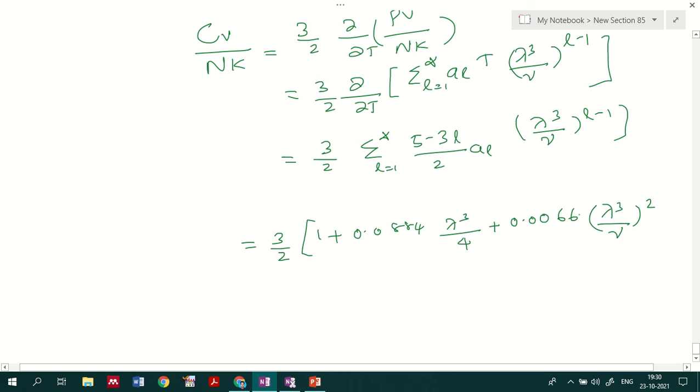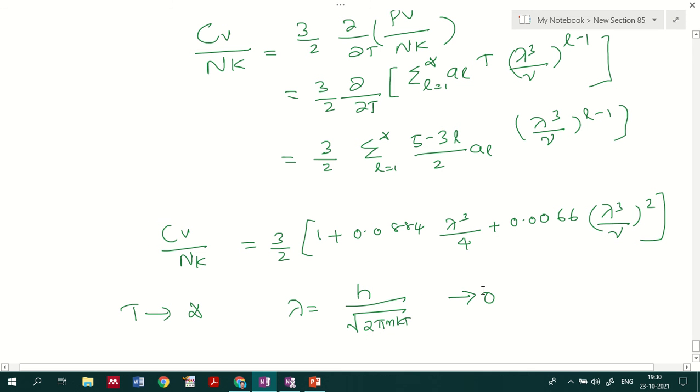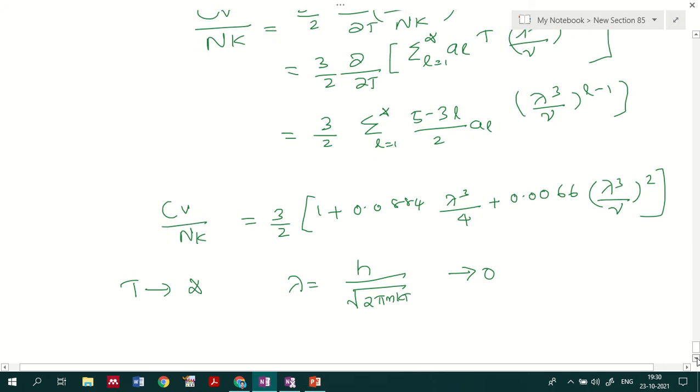So we will be getting different values corresponding to the representation. Now what I do here is that we know that when temperature is infinity, for high temperature, this is basically Cv by Nk. So if temperature is infinity, what does lambda mean? Lambda is h by root 2 pi mkT. So this tends to 0 when T is infinity.